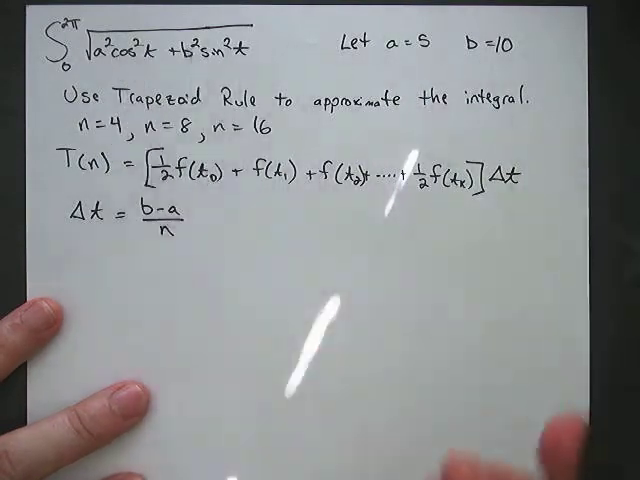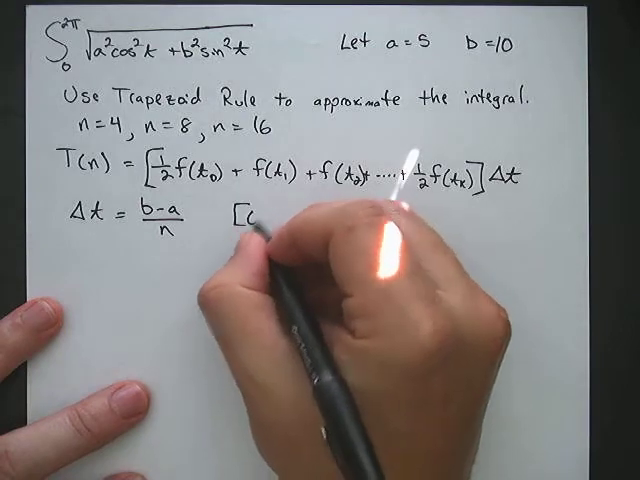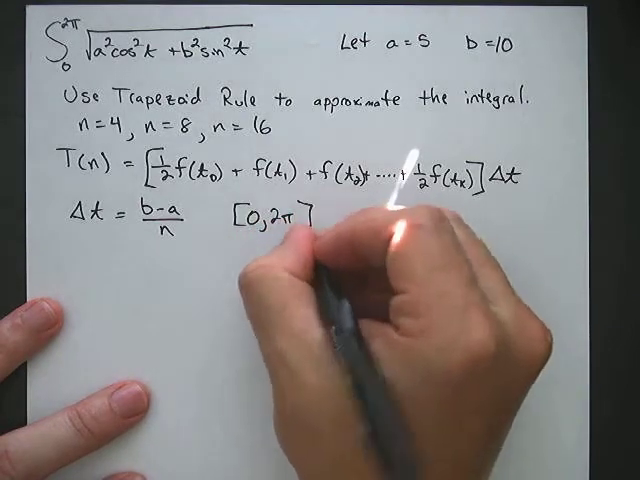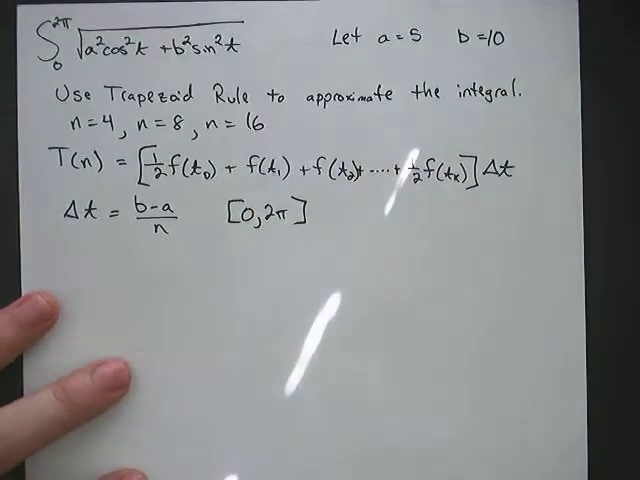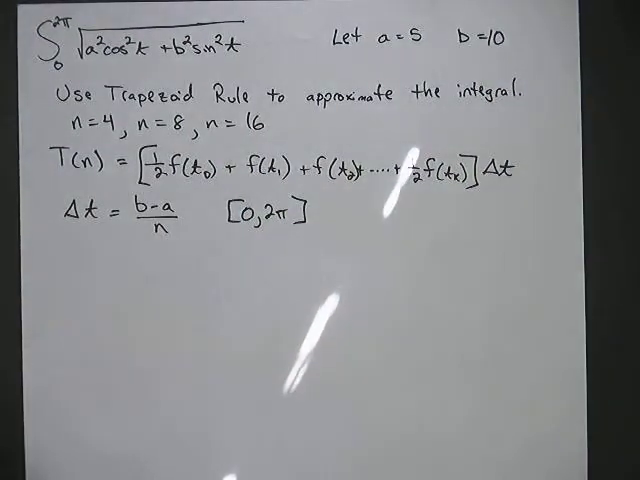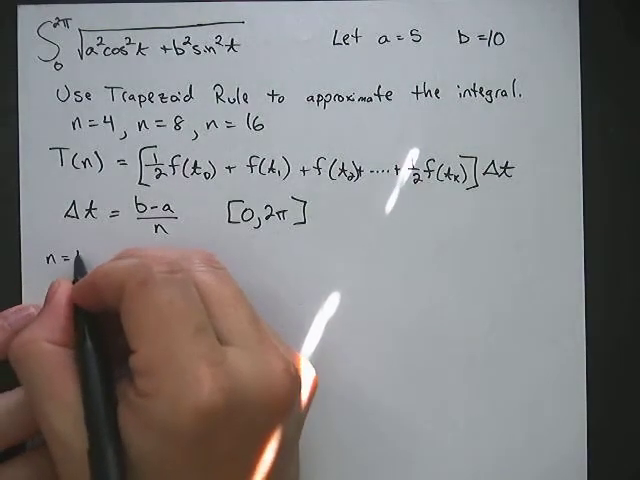This is that a and that b, so that might get a little confusing. But our interval to find our delta t is just our endpoints. So we're going from 0 to 2 pi. So those are our endpoints, 2 pi minus 0 over n, and we're given our n values. Okay, so let's do n equals 4 first. Okay, so n equals 4.